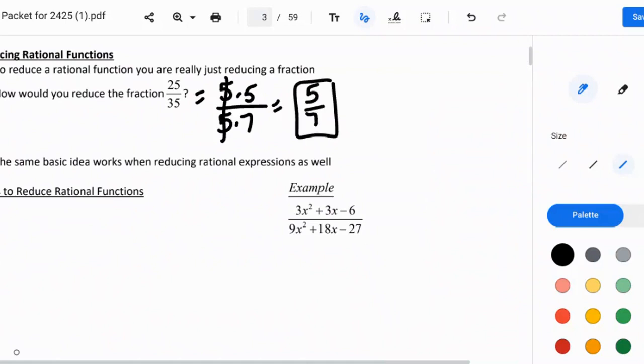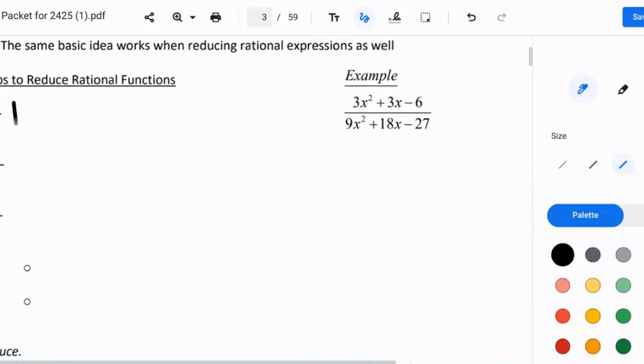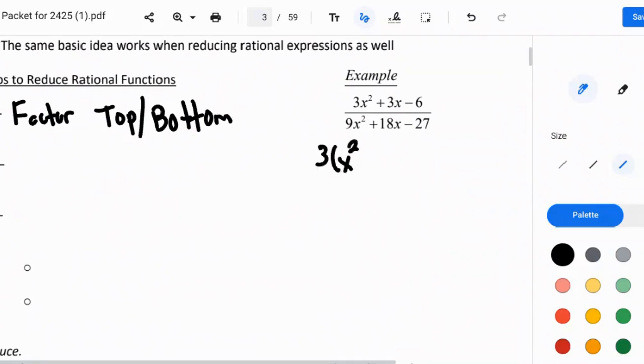We're going to use that same concept when we go to reducing these rational functions that have binomials, trinomials on the top and bottom, to make sure that we're getting it down to the simplest form, just like this 25 over 35. So same idea here. Our first step is we're going to factor the top and the bottom, or the numerator and denominator, as much as possible. So if we factor the top, I believe we can pull out a 3. The bottom, we can pull out a GCF of a 9.